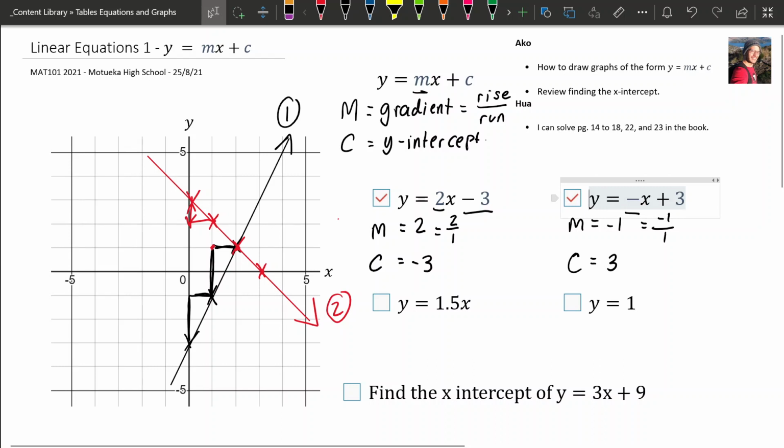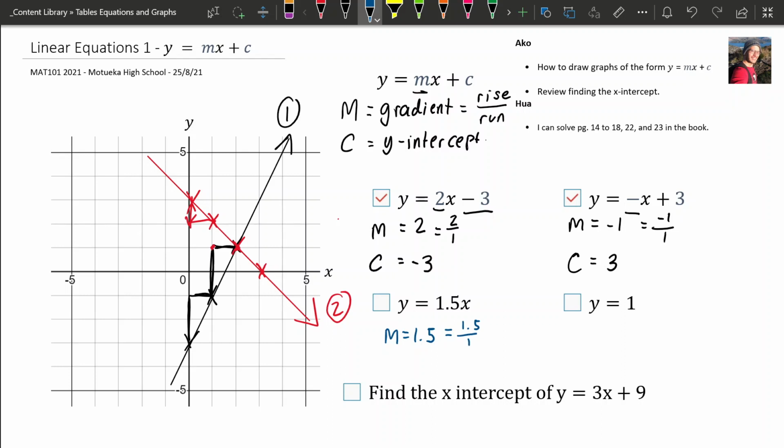3 more to go. Question 3 here. We've got y equals 1.5x. And that's it. So our m is 1.5. As a fraction, that's 1.5 over 1. Notice you can always put over 1. And if you know your fractions, that's the same as 3/2, which is more useful. Our c here is missing, so it's actually plus 0. c is 0, so it crosses at 0.